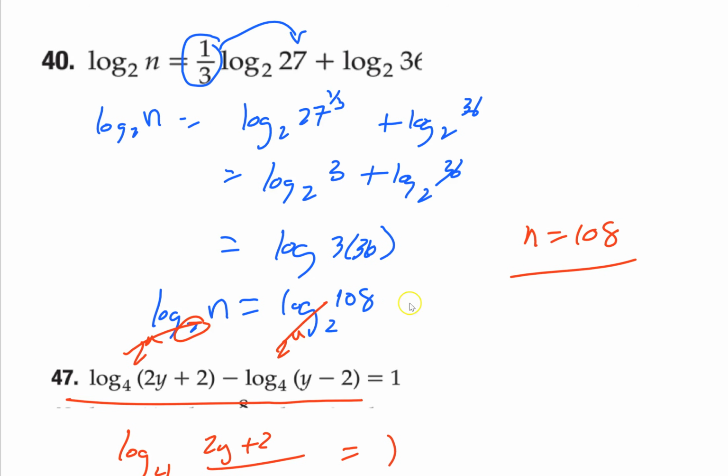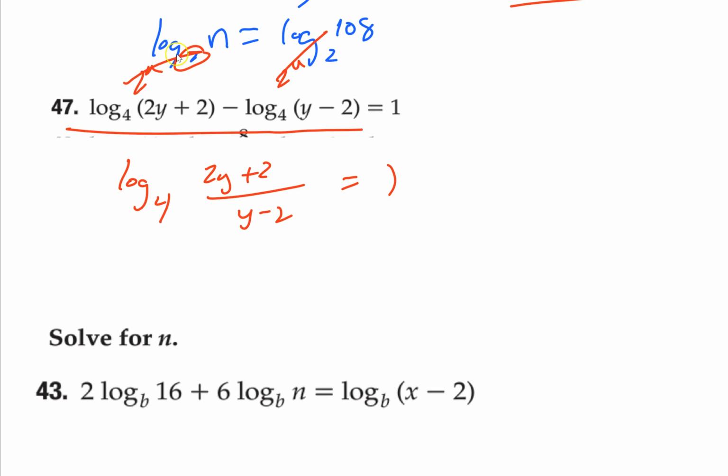Just take the base 2 to both sides. Same thing here. This is equally as easy. You know, there's only one log. You just take the base of both sides. Logs are always solved the same way. You condense it and then take the base of both sides. The exact same way. So I'm going to get (2y plus 2) over (y minus 2) equals 4 to the first. Now we just got to solve this.